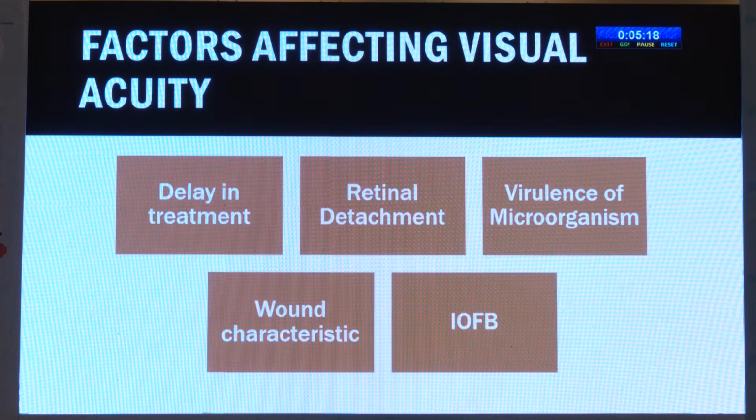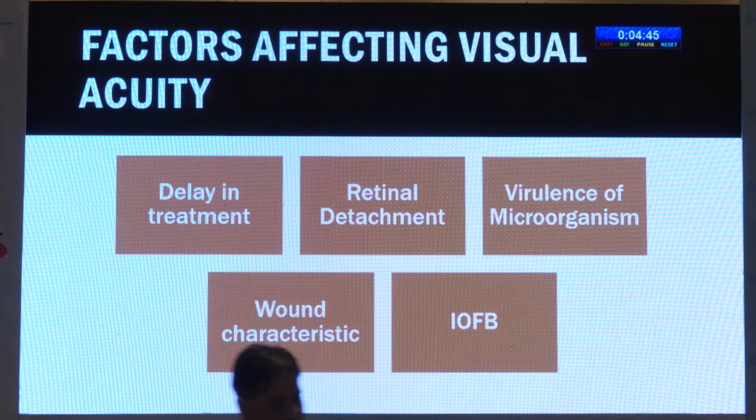Then the factors which will affect the final visual acuity would be delay in treatment, a concomitant retinal detachment, the virulence of the organism. So any organism such as Bacillus cereus, which is commonly associated with intraocular foreign bodies, would have a much worse prognosis as compared to Staphylococcus or Streptococcus, as well as the wound characteristic. Any wound that is involving zone 2 and zone 3 or involving the corneoscleral part would have a much worse prognosis, and any trauma in which an intraocular foreign body is present would have a much worse visual prognosis.